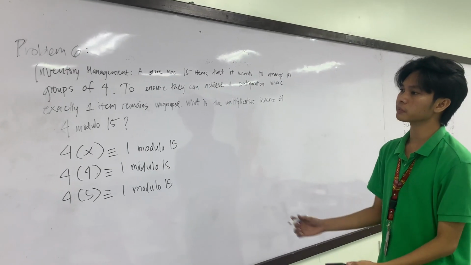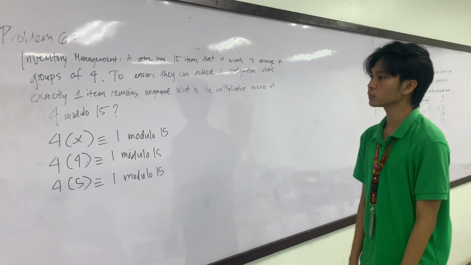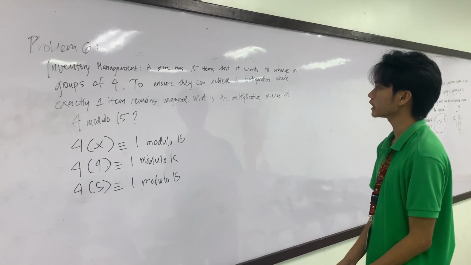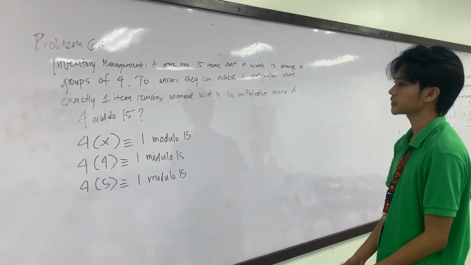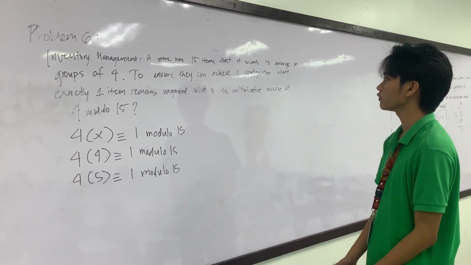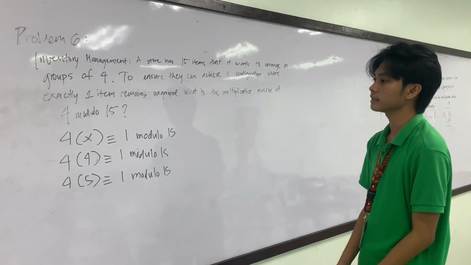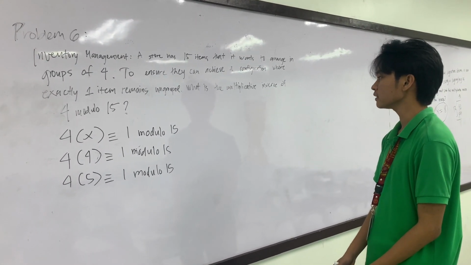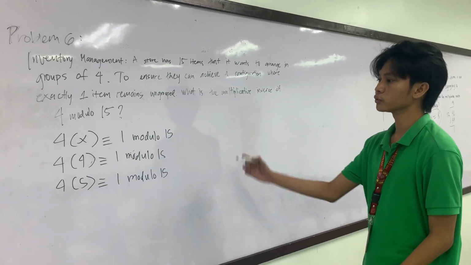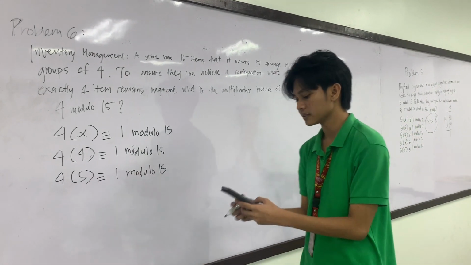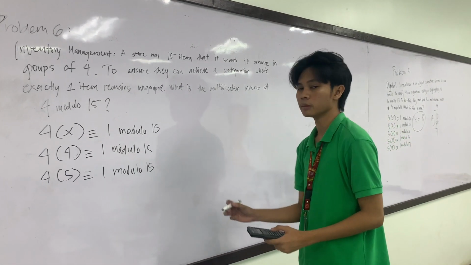So now we have problem number 6, inventory management. A store has 15 items that it wants to arrange in groups of 4 to ensure they can achieve a configuration where exactly one item remains ungrouped. So what is the multiplicative inverse of 4 modulo 15? So let's start with number 4.